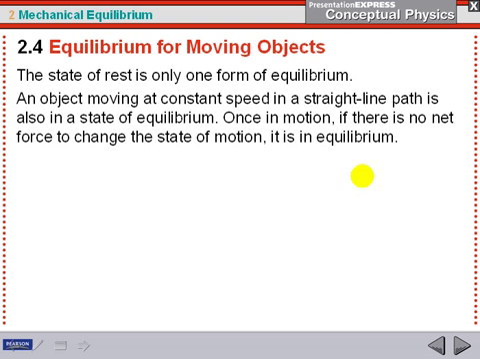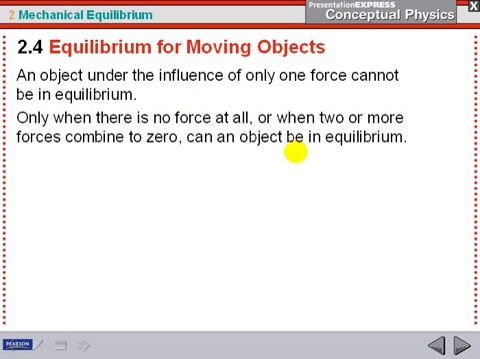So, like we said, a state of rest, which we've been talking about, is only one form of equilibrium. An object that's moving at constant speed in a straight line is also in a state of equilibrium. It's not changing its motion, and if there's no net force to change that motion, then it's said to be in equilibrium.